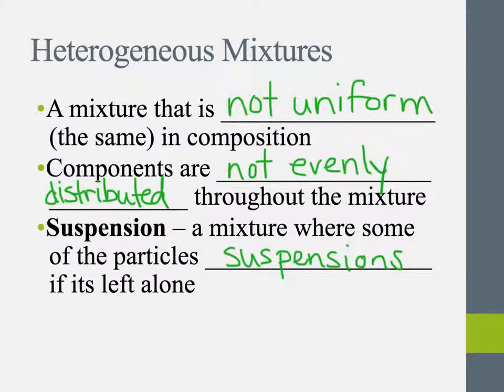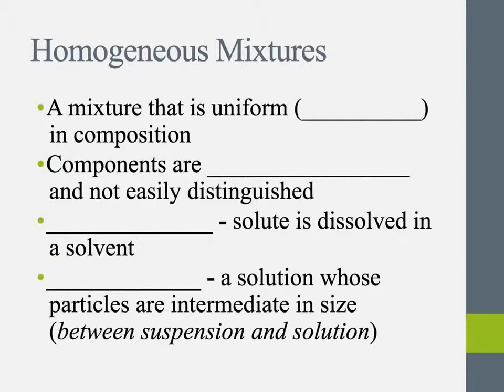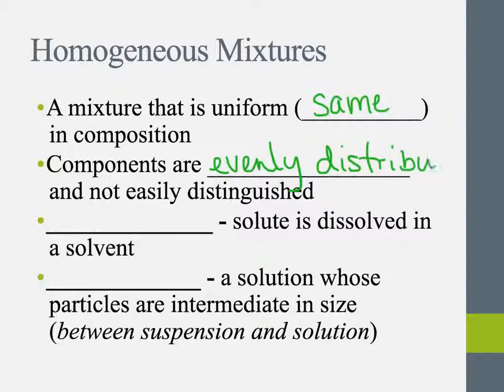Those are suspensions. The other type of mixture is a homogeneous mixture. That is a mixture that is uniform, or the same, in composition. So no matter what sample you take, it's going to be the same. The components of a homogeneous mixture are evenly distributed, and they are not easily distinguished from each other. So that means that it's going to be really hard to tell the difference between them.